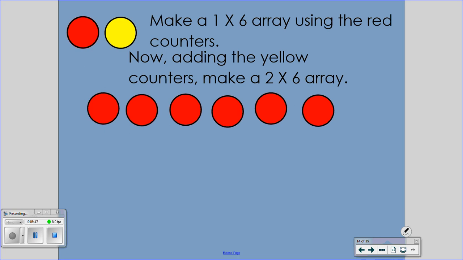Knock the tower. Sorry, friends. We're not doing towers. Good, Natalie. Good, Mason. Good, McKenna. Yeah, we're going to take our yellow counters. We have a 1 by 6, so to make a 2 by 6, we just need to add one more group of 6. 6 more. So your array should look something like this.